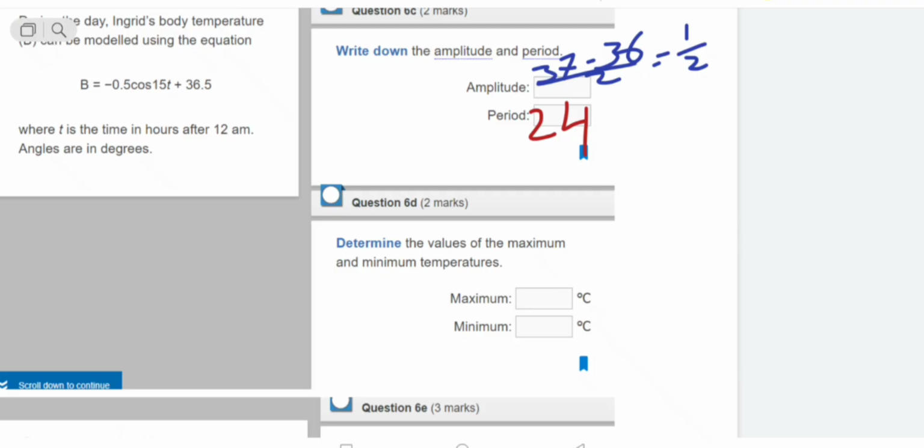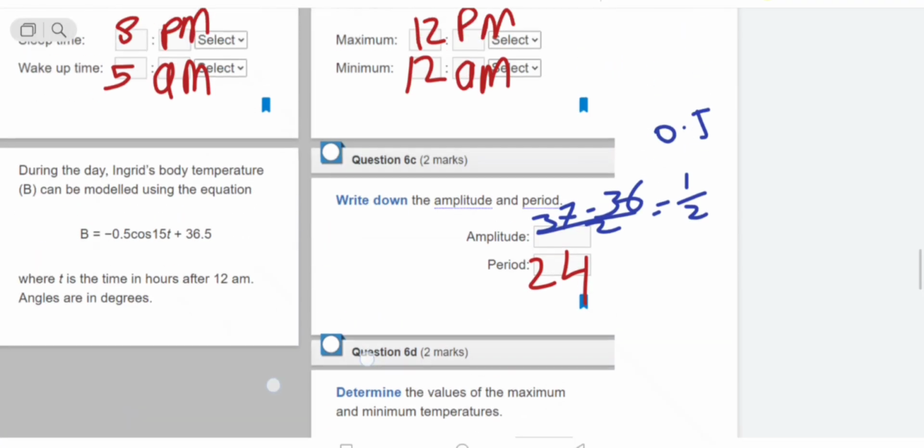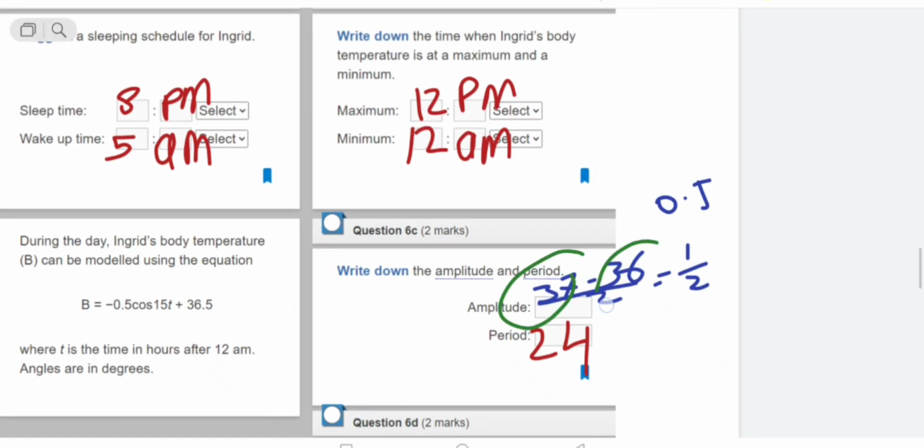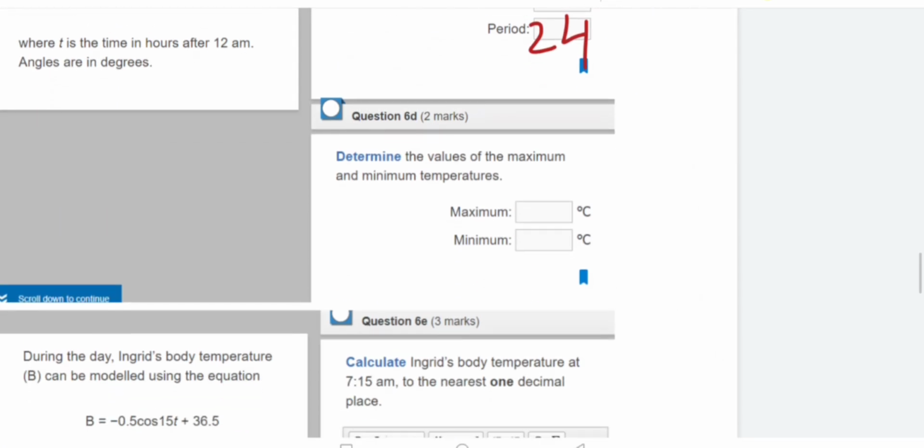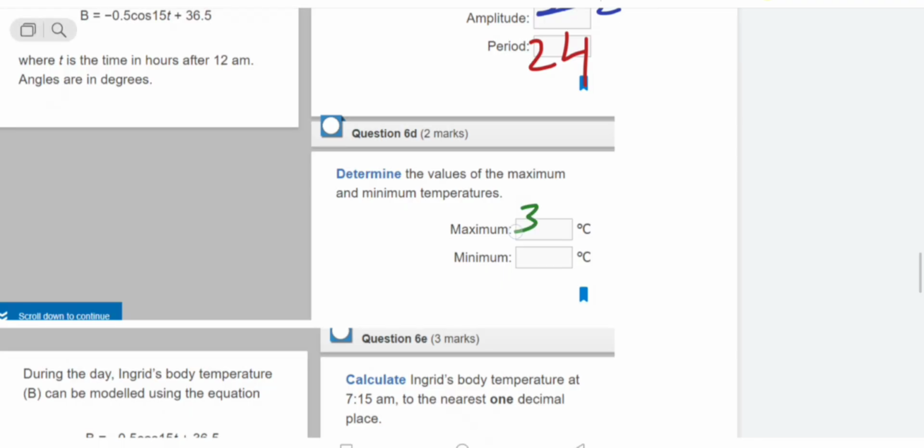Then D part. Determine the value of the maximum and minimum temperature. Maximum, as I showed you here, is 37. This is 36. So the maximum temperature is 37 and the minimum temperature is 36.